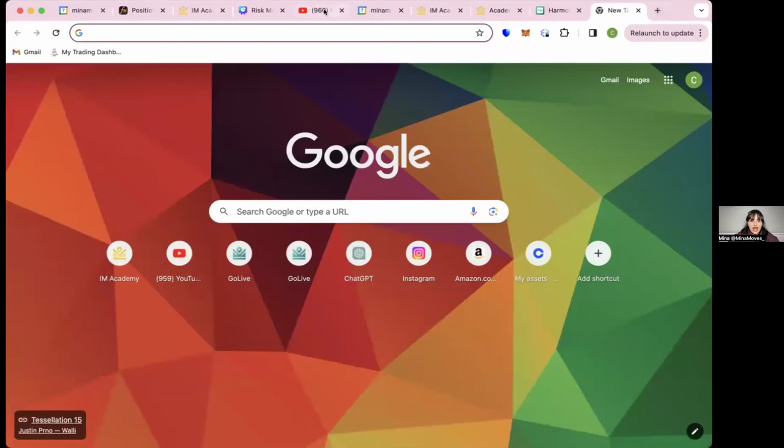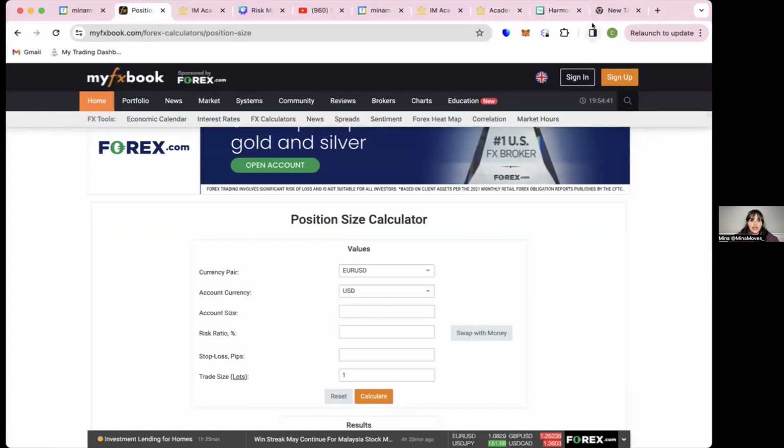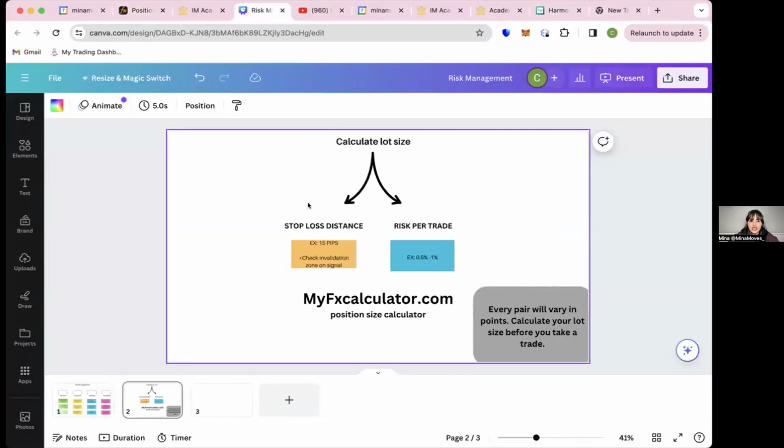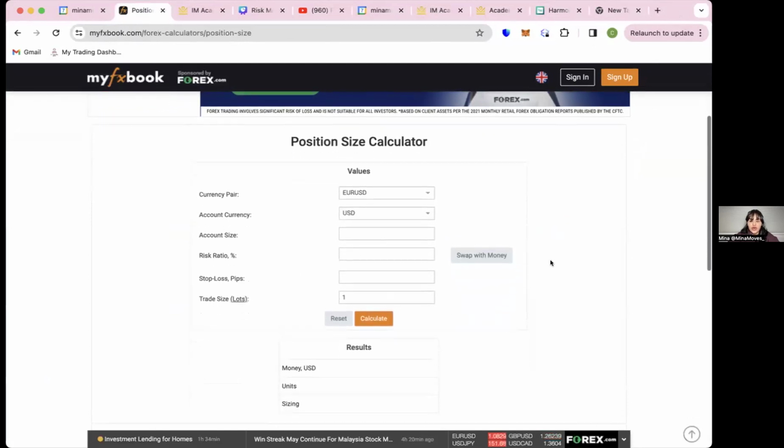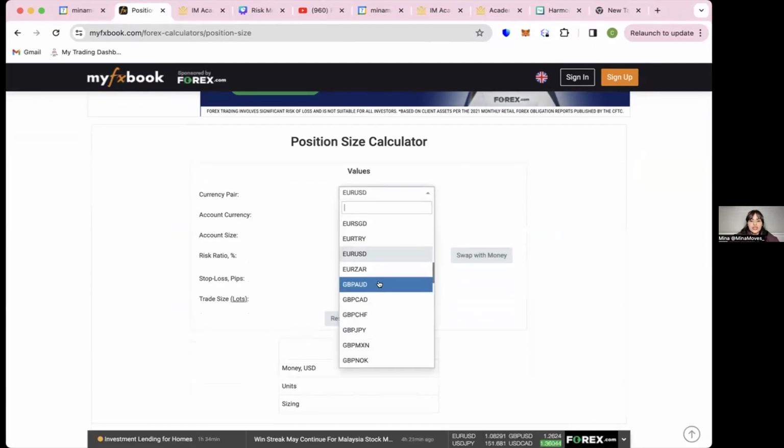Cool. Now we're going to come to the Forex, my FX books, Forex calculators. As you can see, I put it right here, myfxcalculator.com. You're going to look for the position size calculator, and it's going to look just like this. Now, the reason why you have to do this when you are on a live account is because it varies from currency pair to currency pair. So let's say we were taking a gold trade right now.